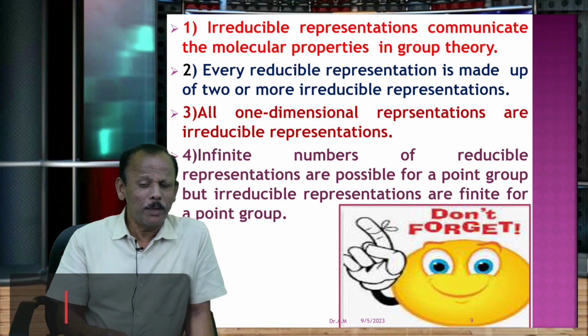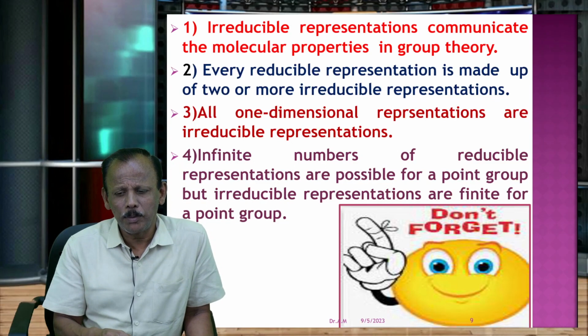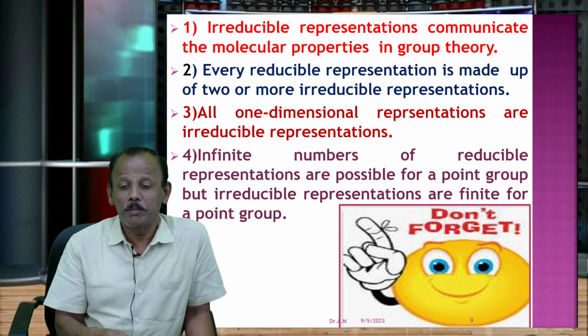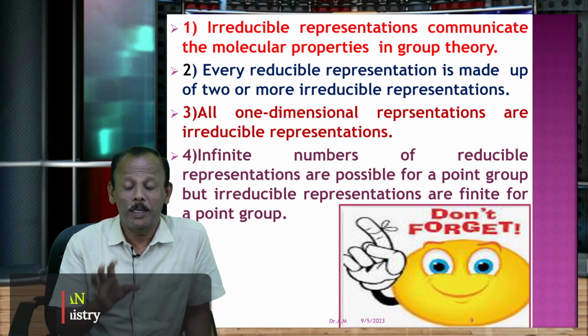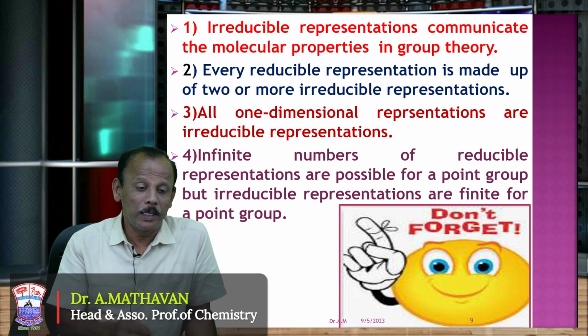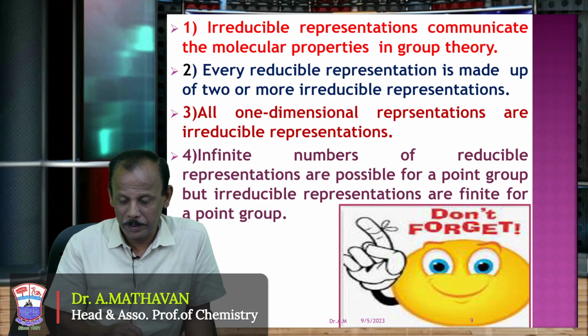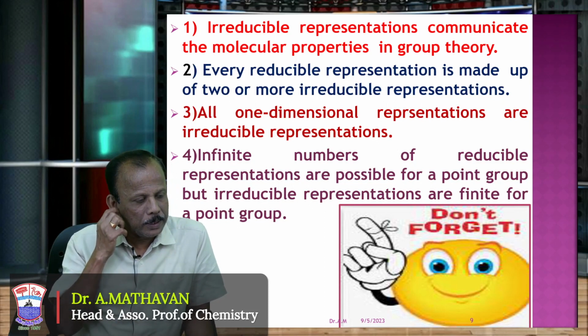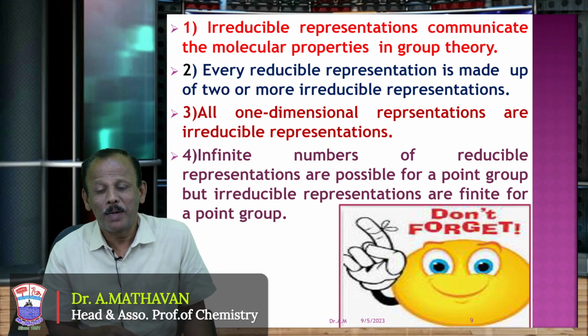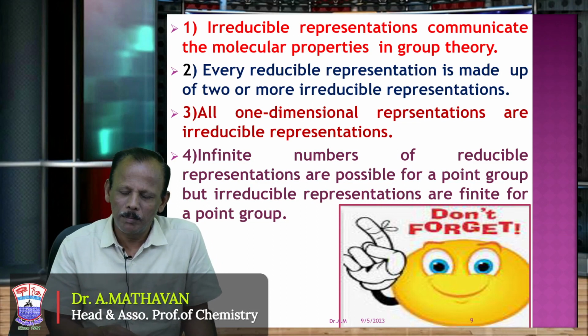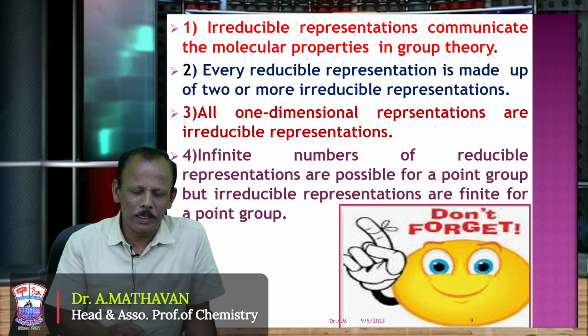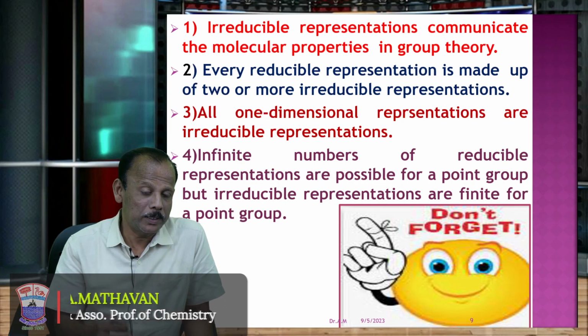There are an infinite number of reducible representations possible for a point group, but irreducible representations are finite for a point group. The number of classes present in the point group is equal to the number of irreducible representations. This is one of the rules. So the number of irreducible representations can be found from the number of classes. The number of classes can be determined by a procedure called similarity transformation.